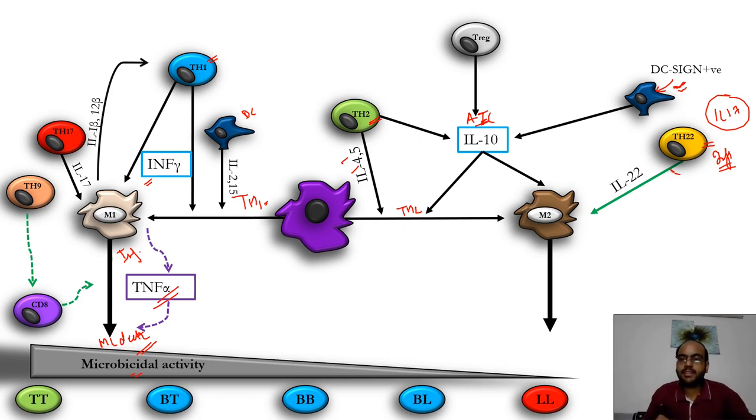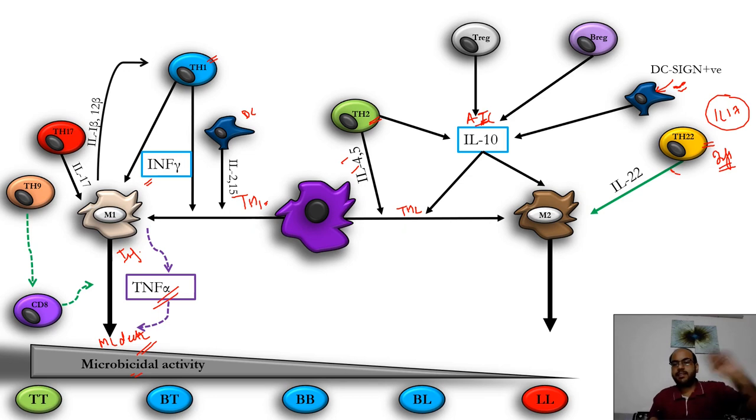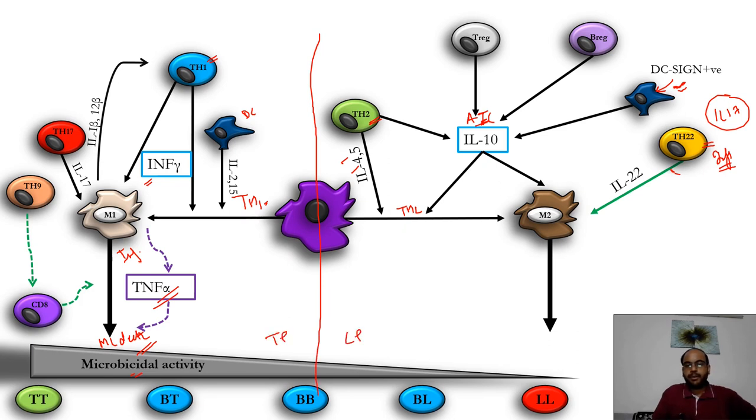So, TH22 increases the M2 phenotype by the action of interleukin 22. And again, B regulatory cells, which we have discussed in the last slide, also increase interleukin 10, leading to lepromatous pole. Okay. So, if we divide this slide from here, let me just draw it again. If we divide this slide from here, this is the lepromatous pole, this is the tuberculoid pole. Not pole, but tuberculoid spectrum, lepromatous spectrum.